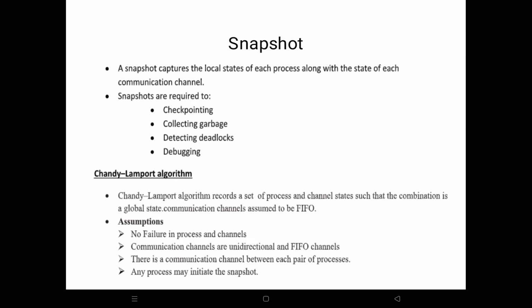We already discussed why we need a snapshot recording algorithm. The four assumptions are very important. Number one, there is no failure in process and channel. Number two, communication channels are unidirectional and FIFO. Number three, there is a communication channel between every pair of processes. Number four, any process may initiate the snapshot.